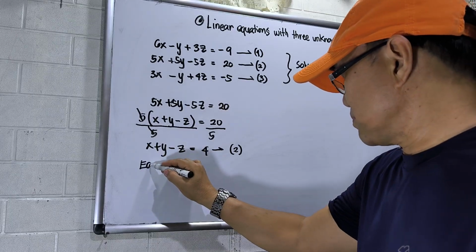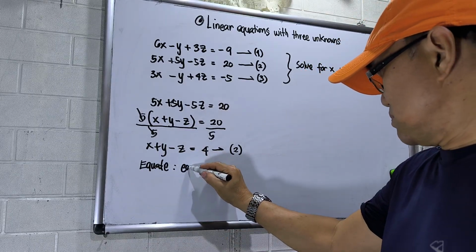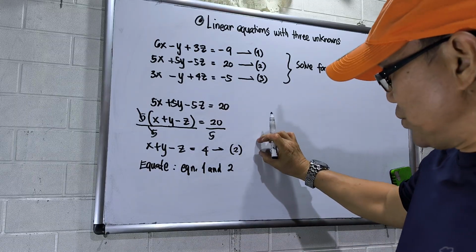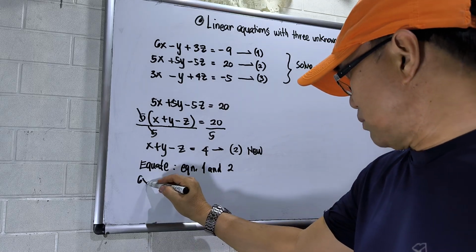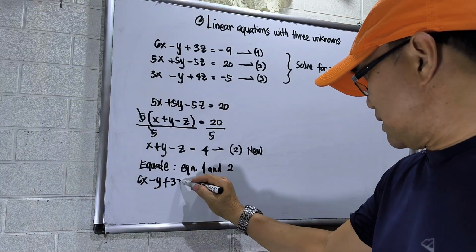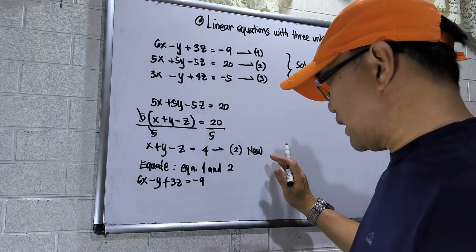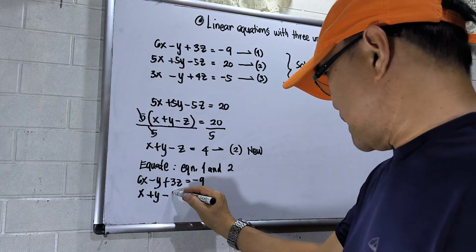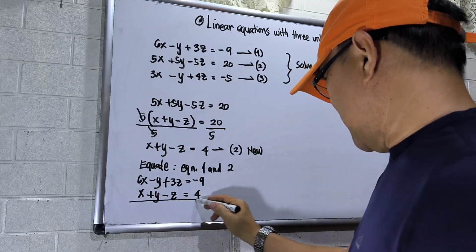So equate equation 1 and 2. I will use this new equation. The first equation is 6x minus y plus 3z equals negative 9. Then my new second equation is x plus y minus z equals 4. Okay, eliminate.